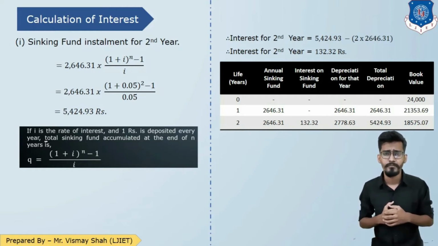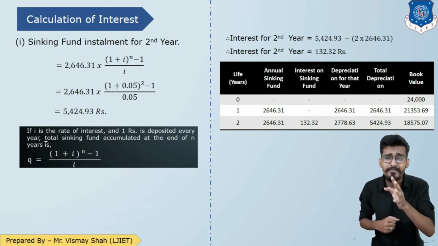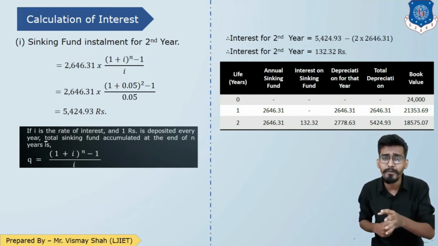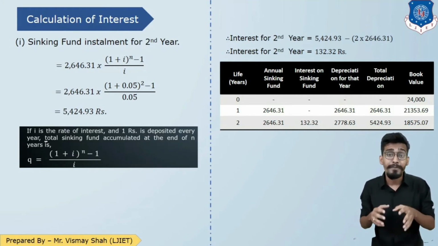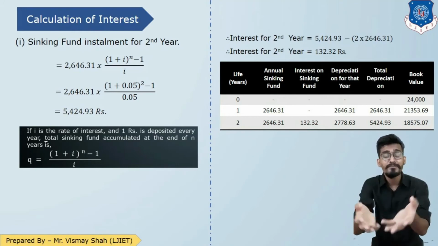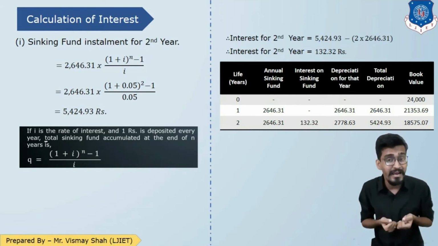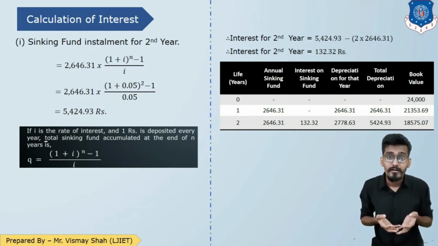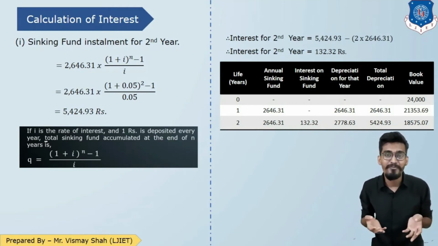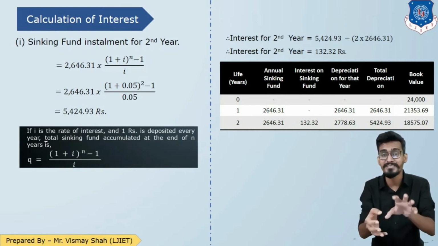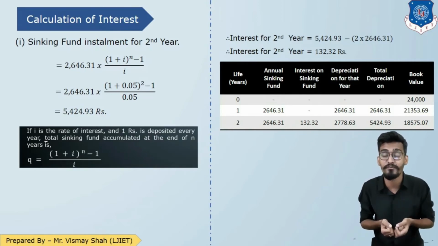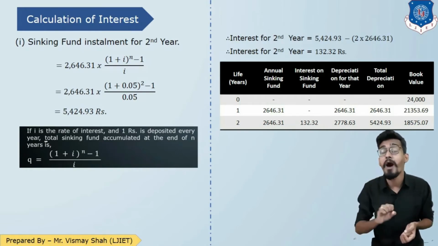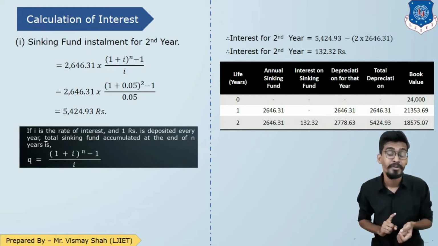5,424.93 rupees. Check that value again. 5,424.93 rupees. That means if I invest 2,600, I'll get the interest as 5,000. Every one of us will stop working and start investing in this kind of thing, that invest 2,600 and get the interest 5,400. This is the total amount at the end of the second year. This includes your capital also.